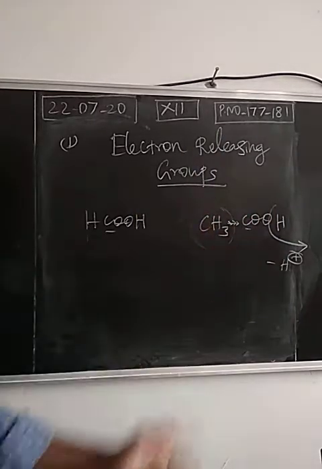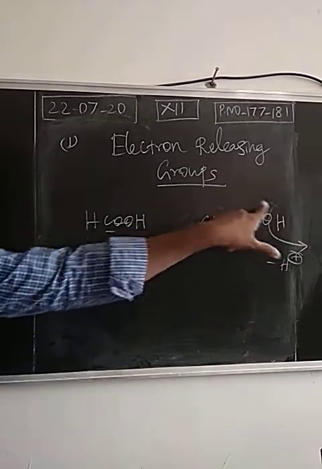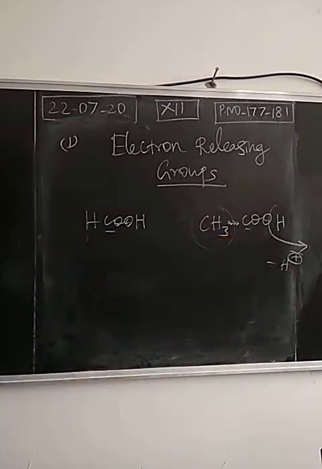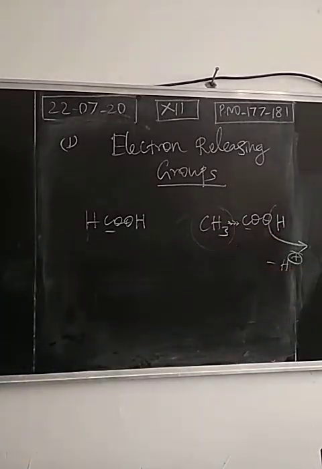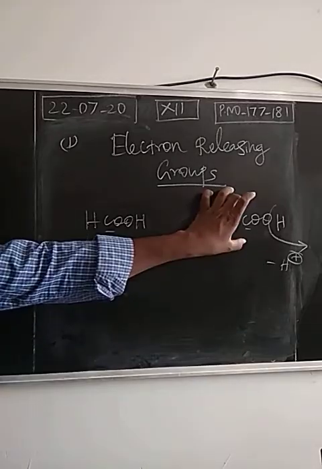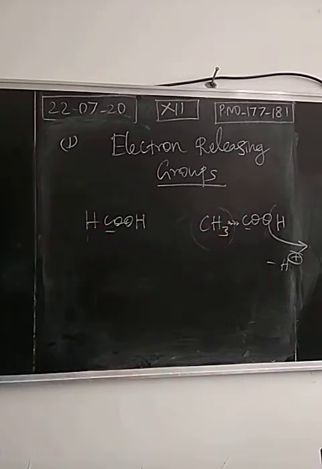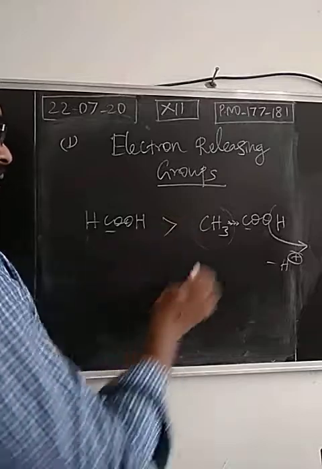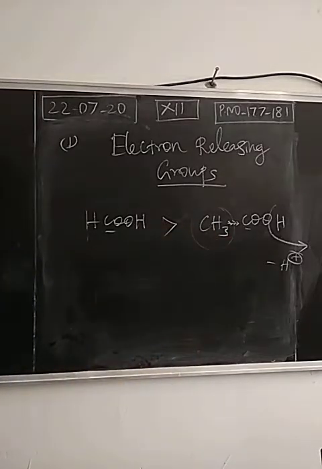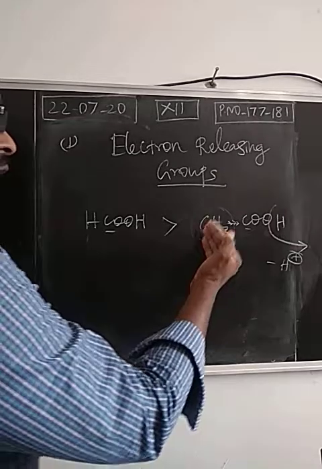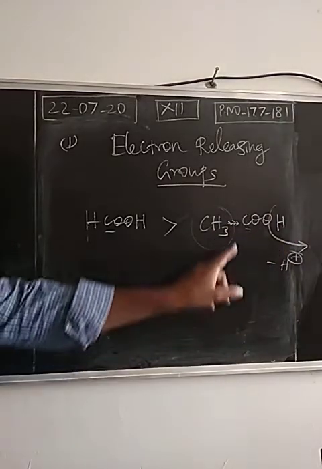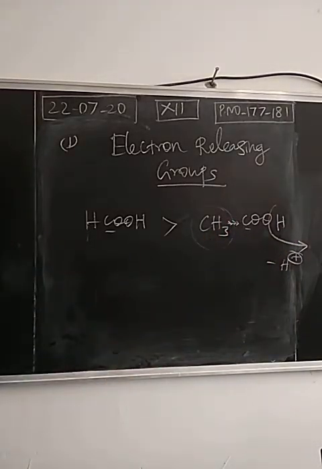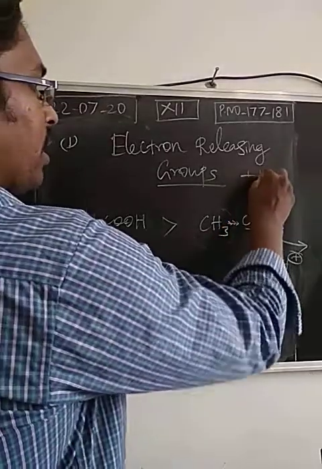So due to electron releasing groups, electron density will be more here. The hydrogen cannot give its bonded pair of electrons towards oxygen, and the hydrogen will not leave as H plus easily. The process will be slow. So this is not a strong acid like formic acid. Comparing with formic acid, acetic acid is a weak acid because of electron releasing groups. Due to electron releasing groups, the electrons are displacing from one atom to another. This displacement of electrons is called the inductive effect, especially plus I effect.